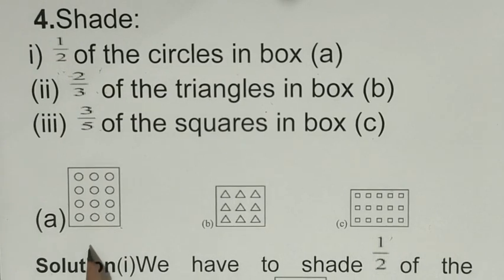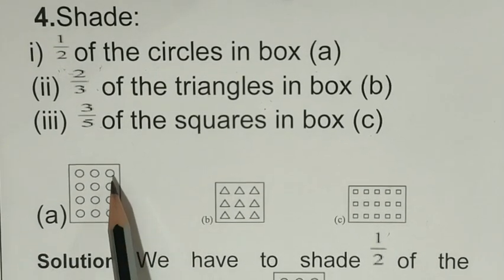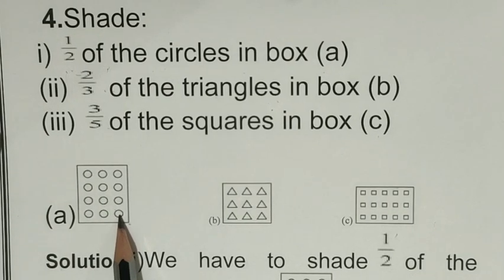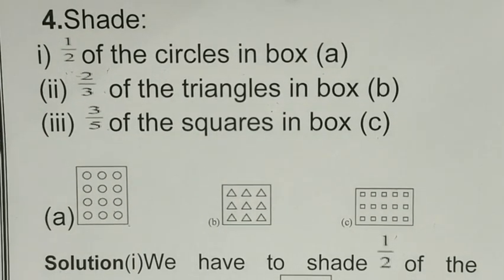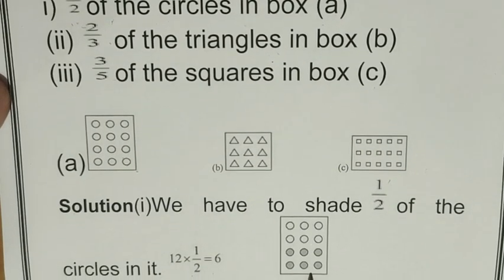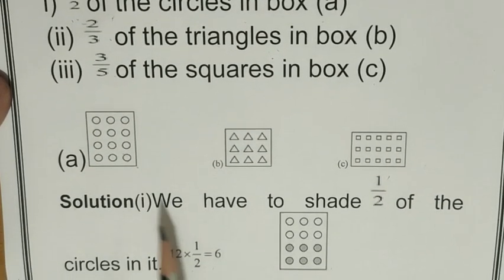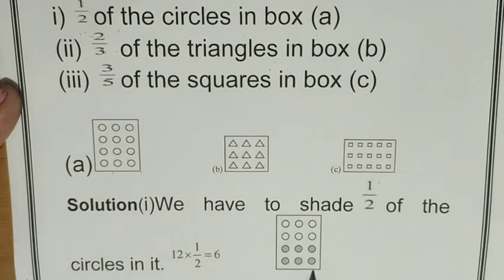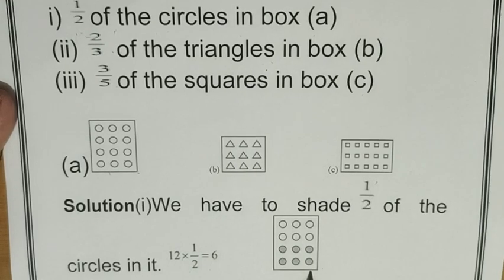So the first question, how many circles are you seeing here? 3, 6, 9, 12. 12 circles are there. Half of the 12 means what is the answer? 6. So the 6 circles are to be shaded, right? Half of the circles means half of 12. So the answer is 6 circles to be shaded.